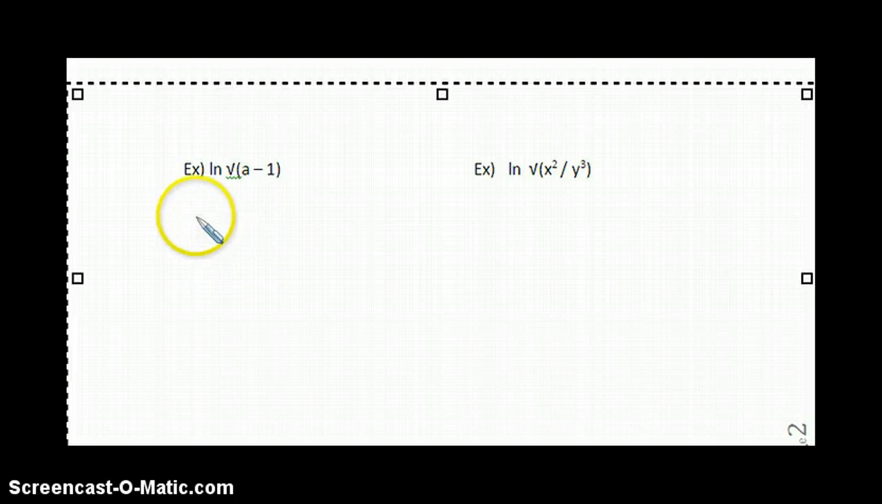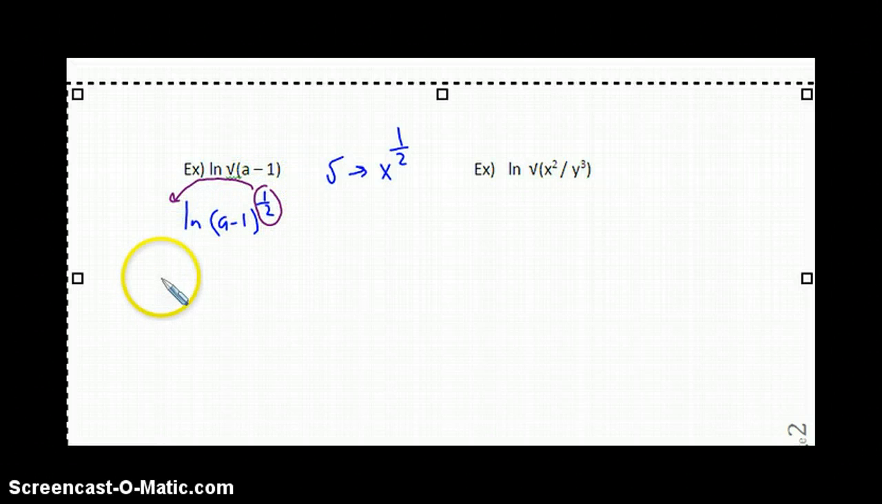Okay, in our next example here, I'm noticing that I'm taking the natural log of a radical, a square root. So remember, I'm going to change my square root sign into an exponent of 1/2. So more specifically, it's going to be the natural log of the binomial a minus 1 raised to the 1/2. Okay. Again, I have a binomial. I don't want to break that binomial apart, but what I can do is change that 1/2 to a coefficient out in the front. So it'd be 1/2 times the natural log of a minus 1.